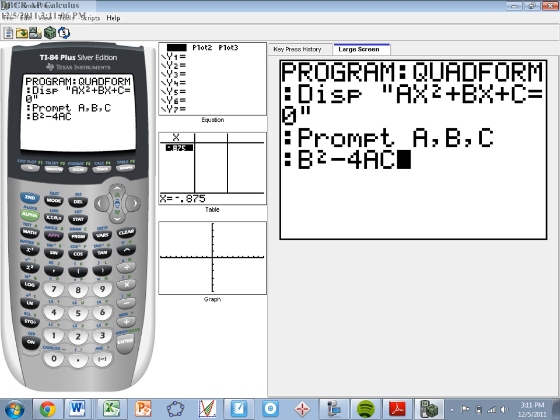How do you get b squared? Alpha, then the B, then the square key, minus, over here this time, not negative but minus, 4 alpha A, alpha C. Now I want to store this as a variable D.